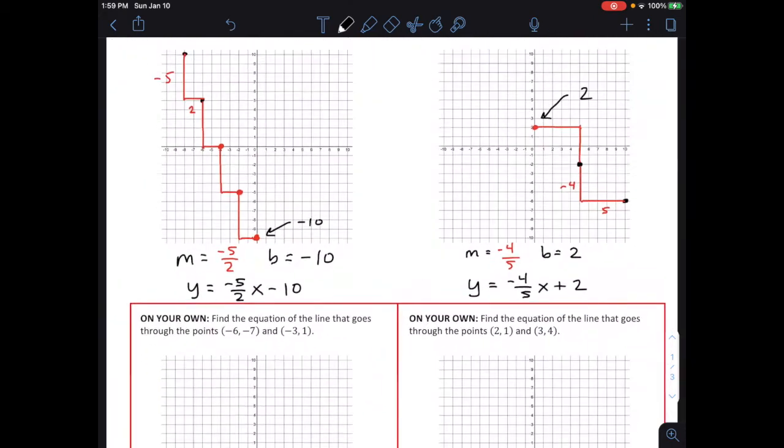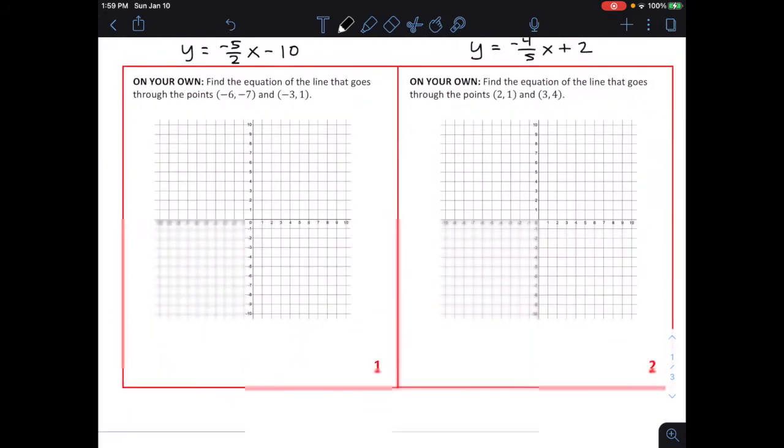All right, here you go. There's 2 here that you can try on your own. And these have numbers in the boxes, so there are corresponding problems on Schoology where you're going to have to enter the answers for these.